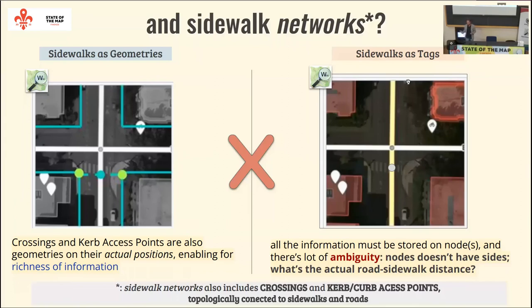On the other hand, when we represent sidewalks as tags, all the information must be stored on the nodes. And there's room for lots and lots of ambiguity, because nodes don't have sides, actually. So sometimes it's all represented at the center point of the road intersection, and sometimes at a point at the same place where the crossing might be. But those schemas are not really capable of storing a lot of information in a nice way, I think.